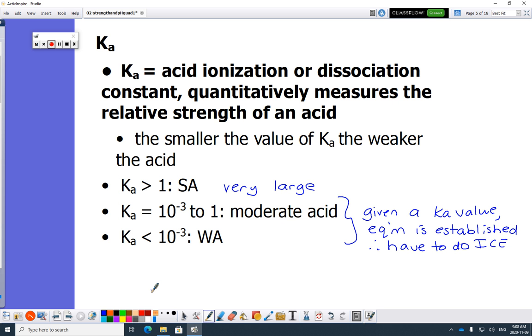So if you happen to do the homework from the other day, none of the questions gave you a Ka value. You didn't have to do ICE. You could just sort of streamline stoichiometry and calculate pH very easily.